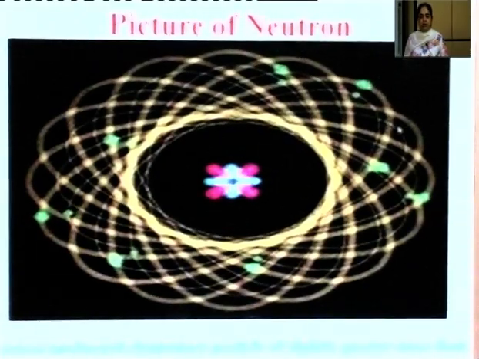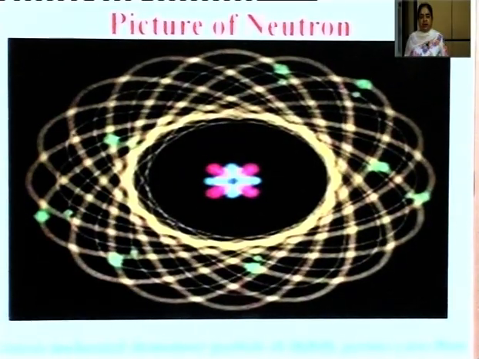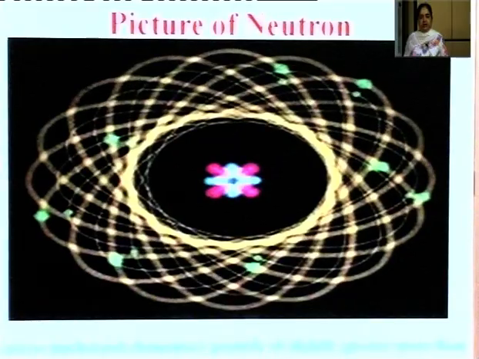Picture of neutron. Neutron, an uncharged elementary particle of slightly greater mass than the proton. It was discovered by James Chadwick in 1932.